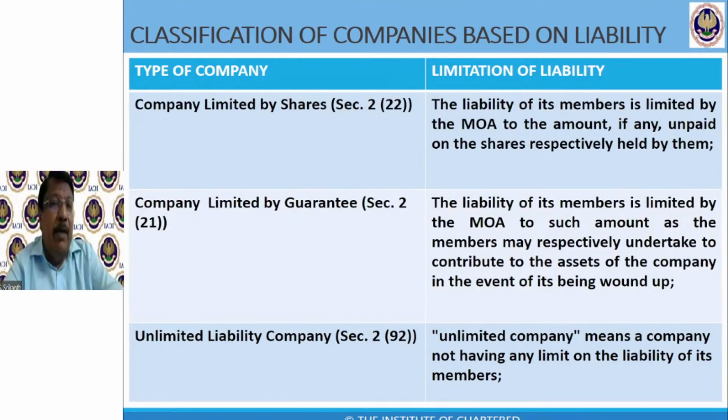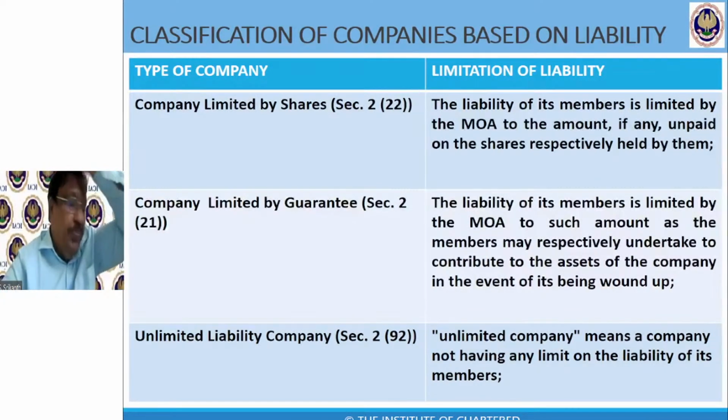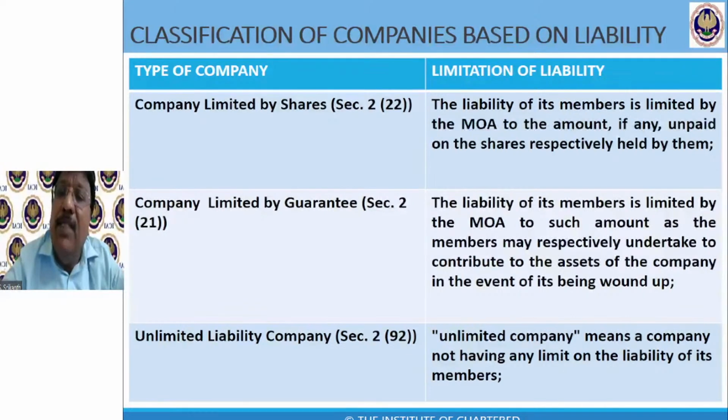So company limited by shares. The liability of its members is limited by the Memorandum of Association. MOA means Memorandum of Association. Okay. So the Memorandum of Association limits the liability of its members to the amount, if any, unpaid on the shares respectively held by them.